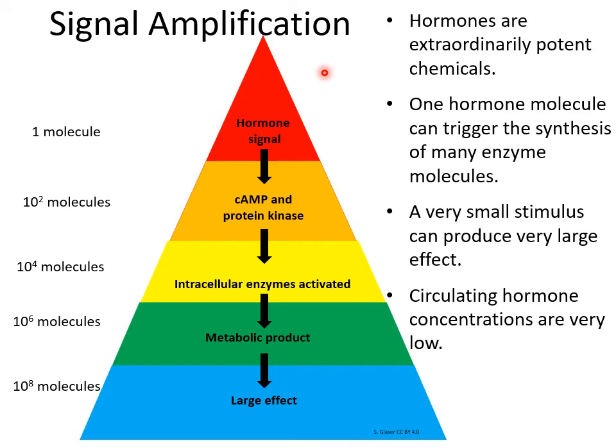Signal amplification. That's what the benefit is. Let's say one molecule of a hormone will activate one receptor. That one receptor has the ability to activate many cyclic AMP and protein kinases because it's activating adenylyl cyclase that will really turn on cyclic AMP production.